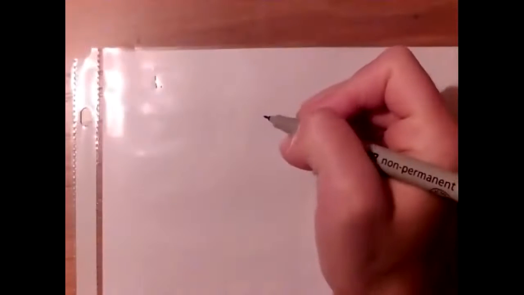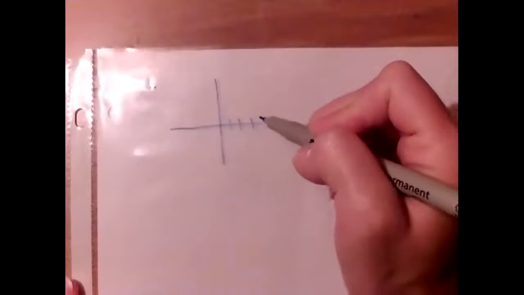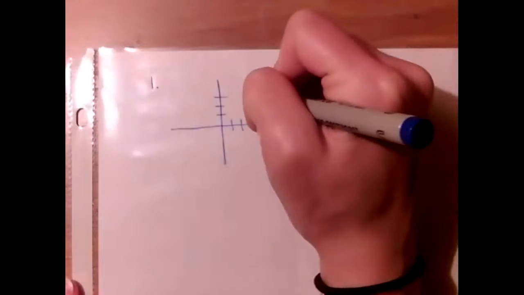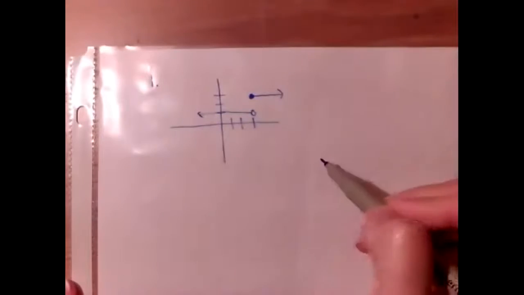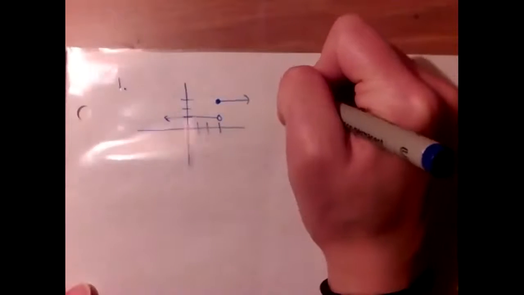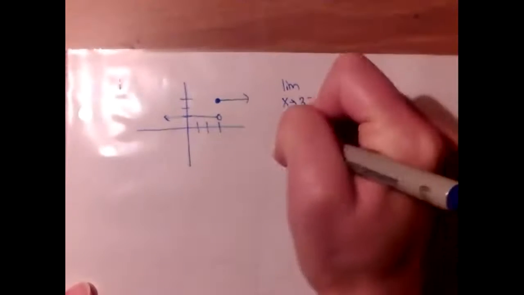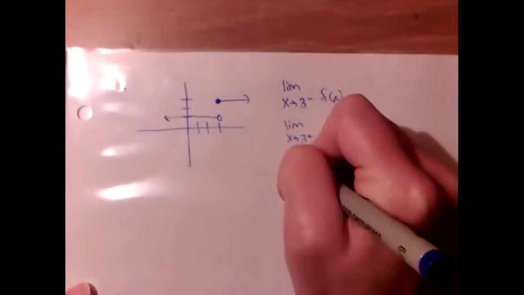So the first question on your quiz said, draw a jump discontinuity at 3. The rest of your graph could do whatever you wanted, but you had to have a jump here at 3. So I'm just going to draw something that goes like this. You could be as fancy as you wanted with the rest of the graph, as long as it jumped at 3. And then you had to draw in your limit statements for 3 from the left and the right and overall.